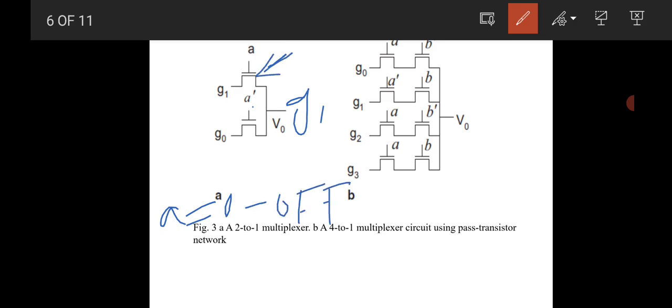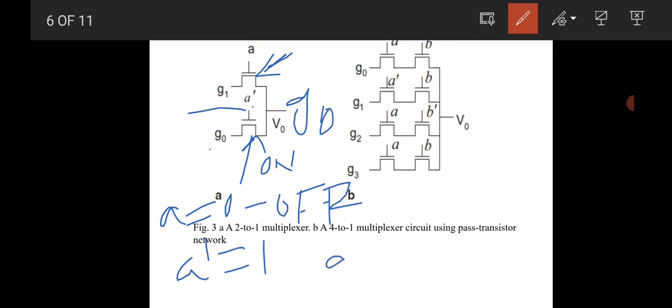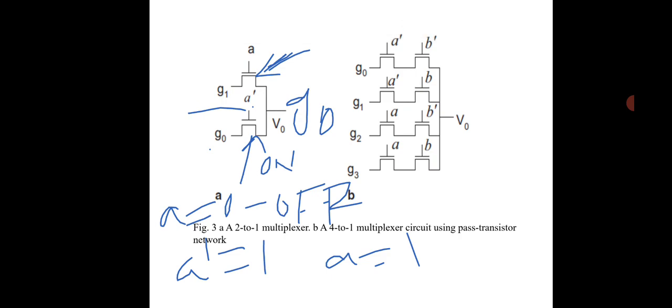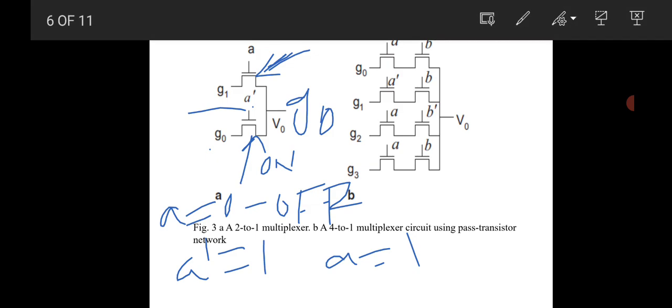As well as the second thing is that if A is equal to 0, A bar value is equal to 1, right? So this is connected to A bar, and this transistor is going to be in on condition. At that time G0 will be present here. So when A is equal to 1, the first transistor is on, and the second transistor is going to be in off condition. This is a scenario of how the MOS transistor is going to be operated. MOS transistors as well as pass transistors can be used for a 2 by 1 multiplexer as well as a 4 by 1 multiplexer design.